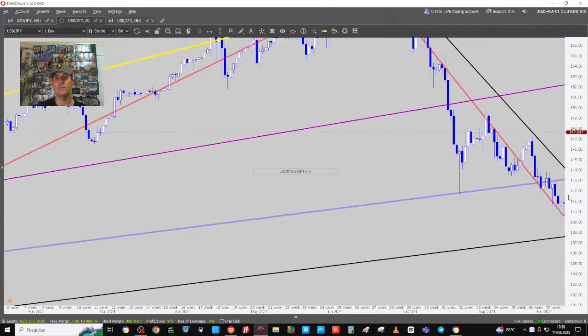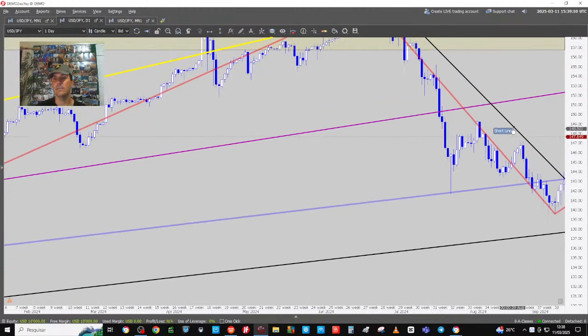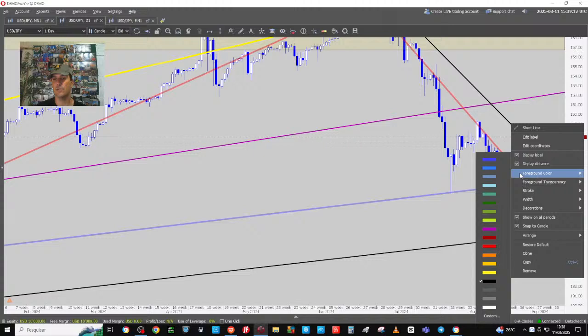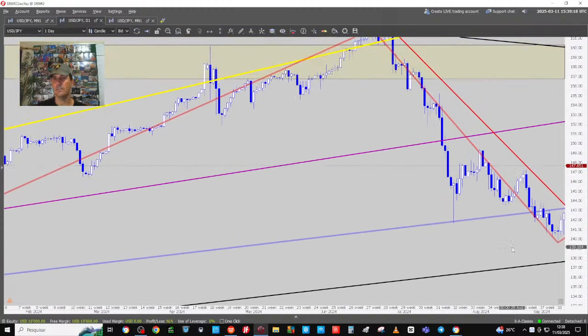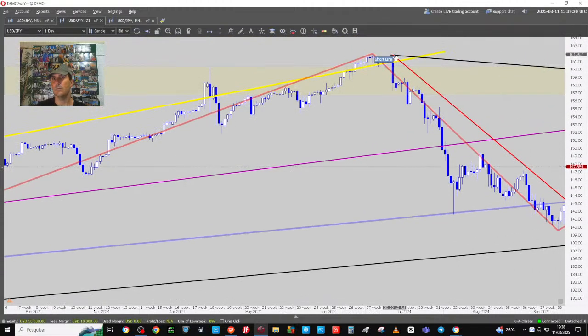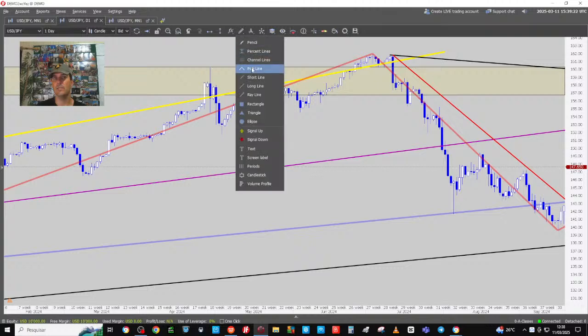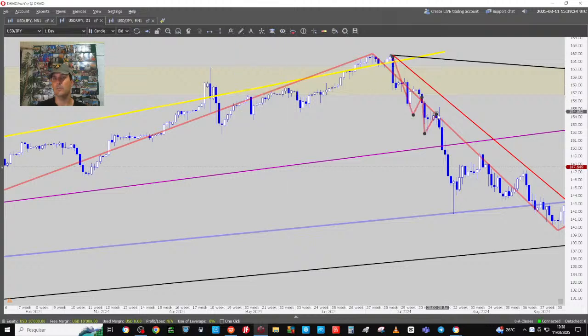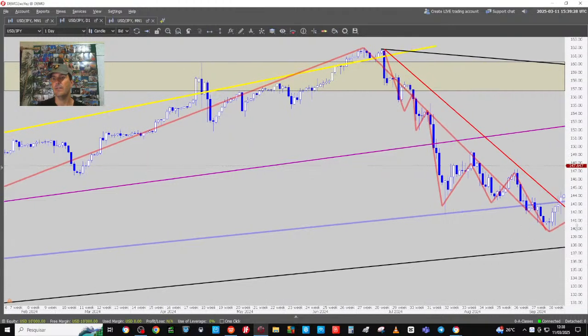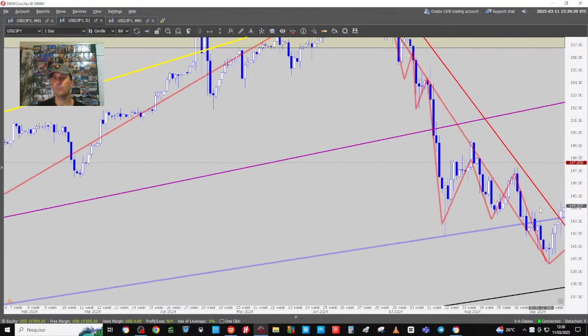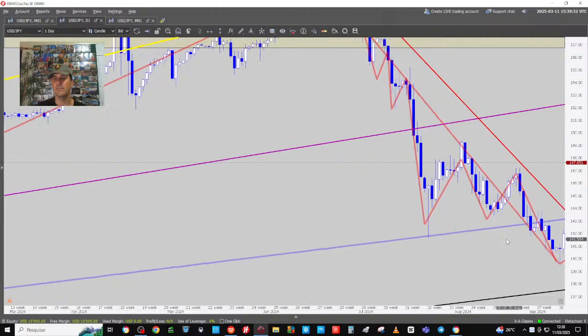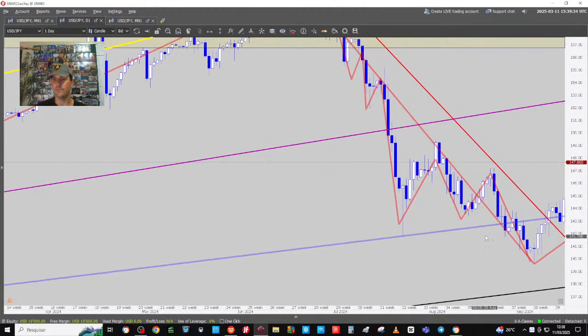And then on the daily, all right, let's change colors. Thank you very much. Red, okay, red. So on the daily, the market's making lower lows, lower highs, lower lows, lower highs, lower lows, lower highs. And then finally on the daily, the market broke the trend line. Yes, sir, it's an extension.